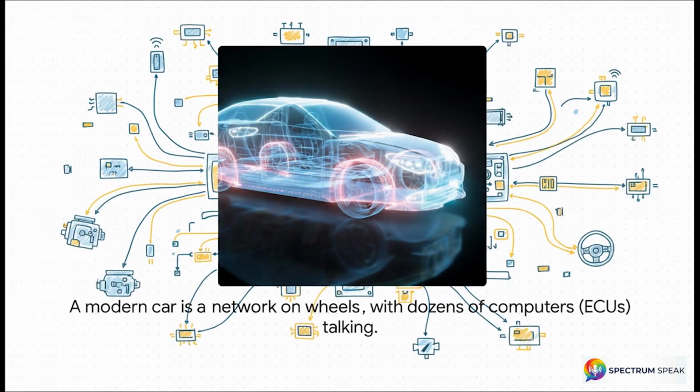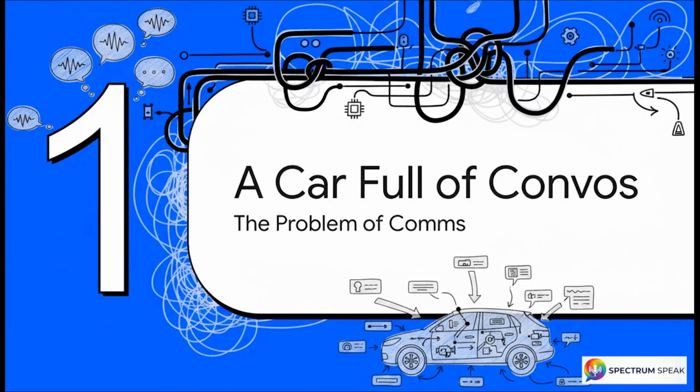I want you to look at this because it's not just a car, it's a rolling network. Seriously, a modern vehicle has dozens of these tiny little brains called ECUs, or electronic control units. Every single one has a specific job, from engine timing to your power windows, and they are all chattering away, constantly sending messages to one another. So, right away, you can probably see the challenge here.